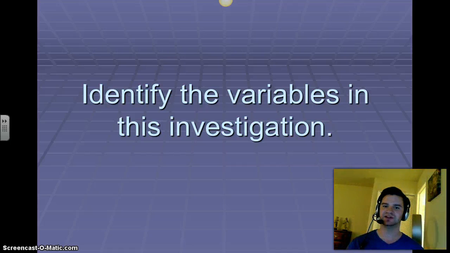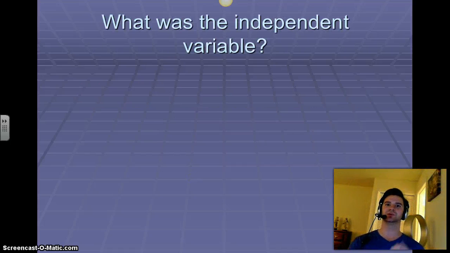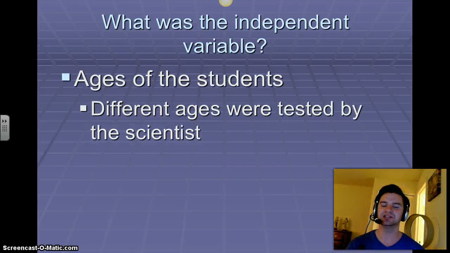First of all, identify the variables in the investigation. What do you think the independent variable was? What did I change, or the scientist change, in the experiment? The ages of the students. We had different ages of the students take this test.